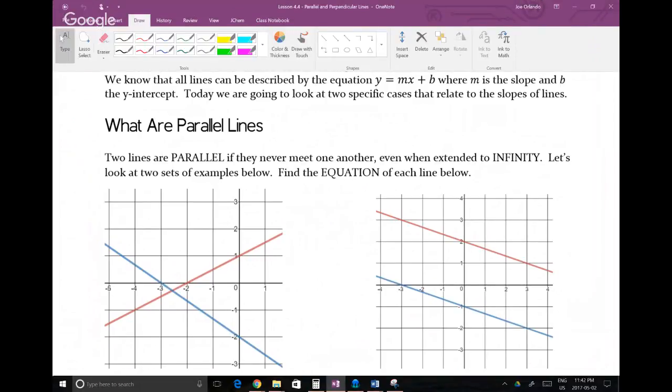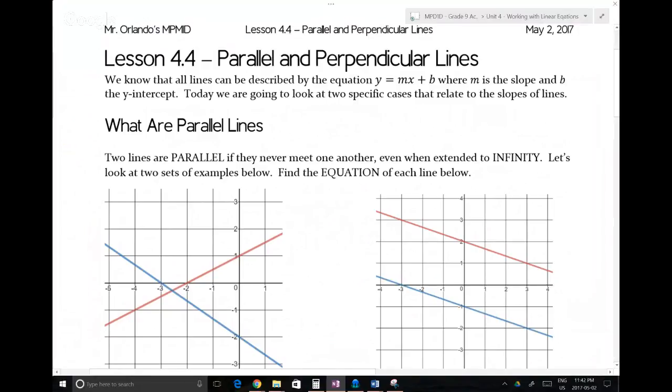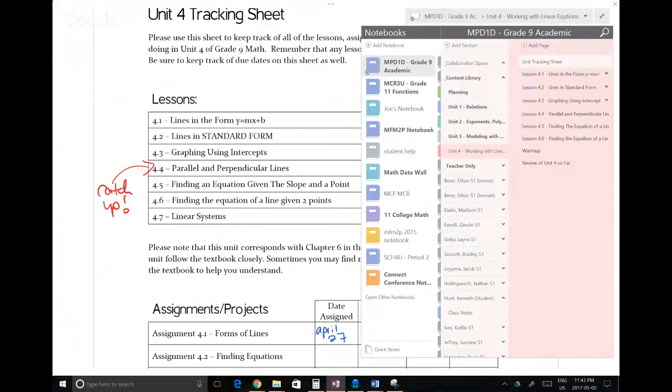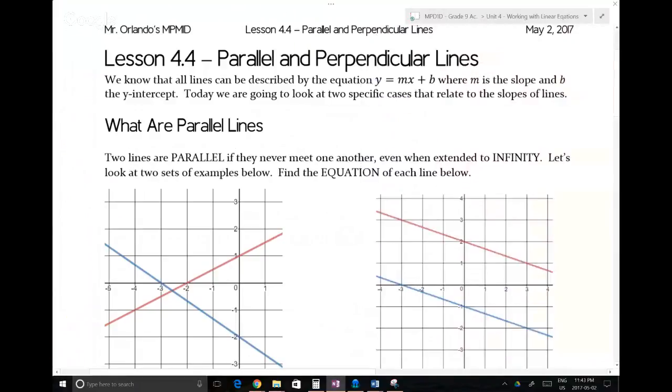Today, we're going to learn about parallel and perpendicular lines. This is lesson 4.4. So if you go up to our unit tracking sheet, I hope you keep track of your own as well, we're catching up with 4.4 here. We went a little bit out of order. We did 4.5 and 4.6 ahead of it, and now we're going to catch up with this one. So you can go fill that out. So here we are.